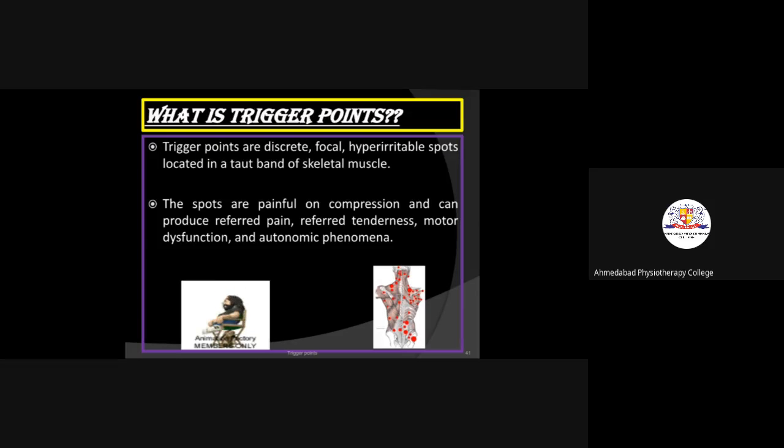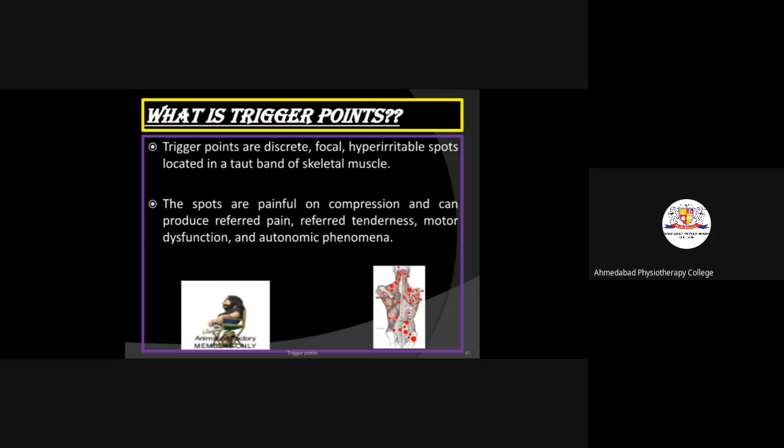First we see the definition of trigger points. Trigger points are discrete, focal, and hyperirritable spots. Discrete means you can easily isolate those trigger points. It is local, you can spot the trigger points very easily, and the points are very hyperirritable. That means if you press those points, the patient may have a jump sign. The patient will literally jump, saying oh, there is a pain over there. And it is located in a taut band of skeletal muscle fiber.